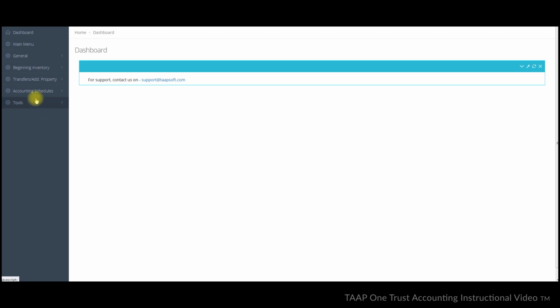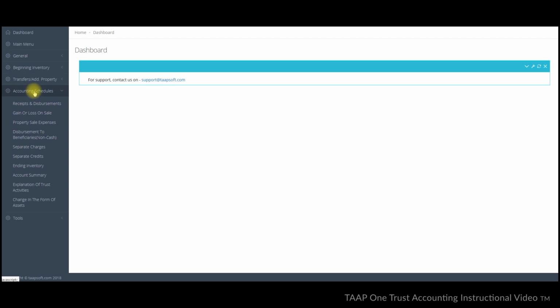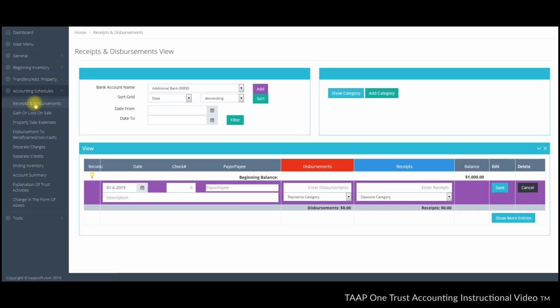We've got a lot of entries already in here, and so you're going to find receipts and disbursements under your accounting schedules. And if we take a really quick look at what we have in our accounting schedules in general: receipts and disbursements, gain, loss on sale, property sale expenses, disbursements to beneficiaries of non-cash items, separate charges and credits, ending inventory. Okay, those are the main things. Let's look at our subject matter of today: receipts and disbursements.